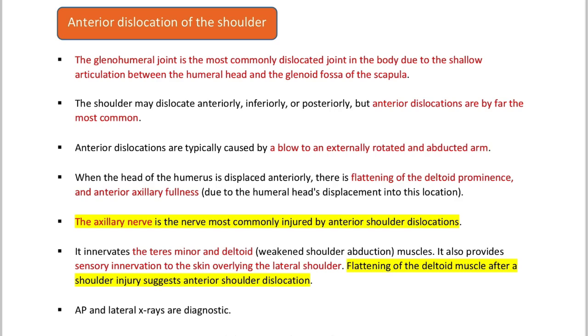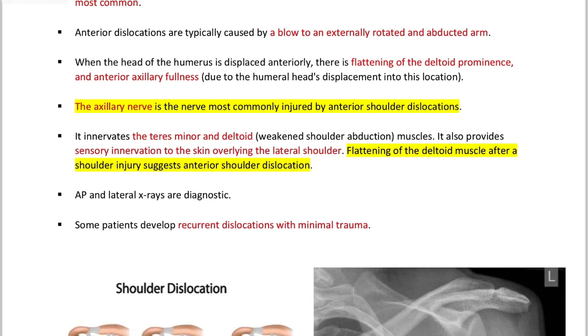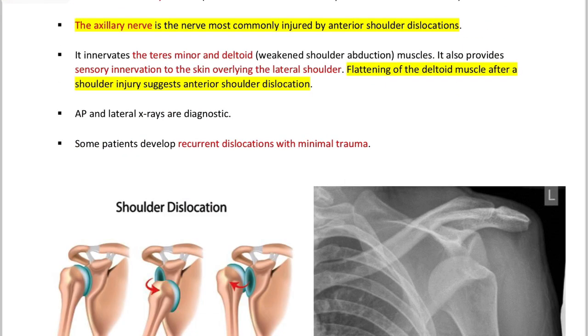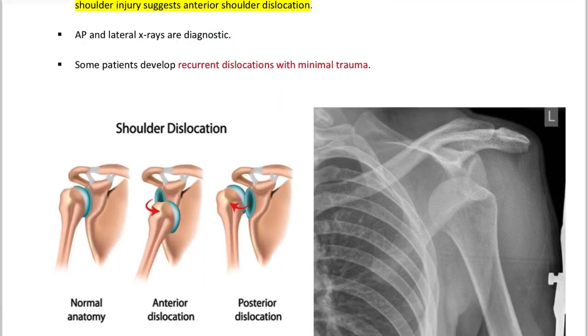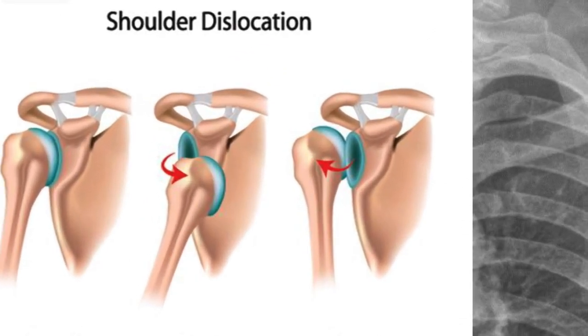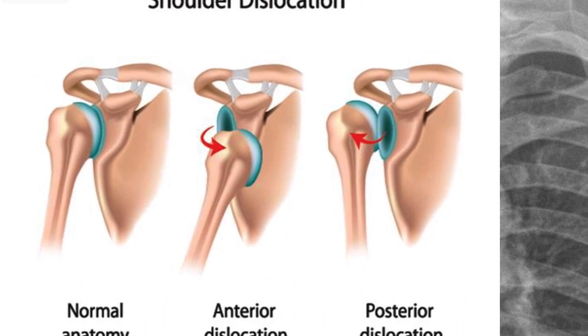If you are seeing this image, you can see here this is the shoulder. In this shoulder we have to focus on the glenohumeral joint. This is the most commonly dislocated joint in the body due to the shallow articulation. If you are seeing this image, it's very shallow.